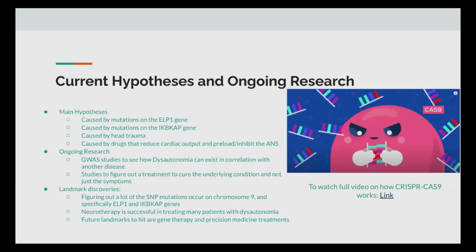And landmark discoveries are figuring out that a lot of SNP mutations occur on chromosome 9, and specifically the ELP1 and IKBKAP genes. And then also neurotherapy is successful in treating many patients with dysautonomia. For example, that helped me a lot. Future landmarks to hit are gene therapy and precision medicine treatments.